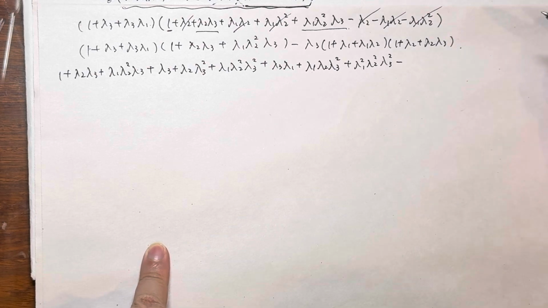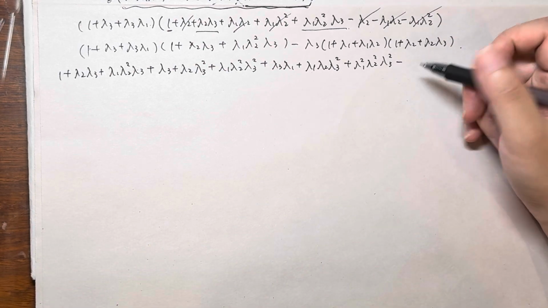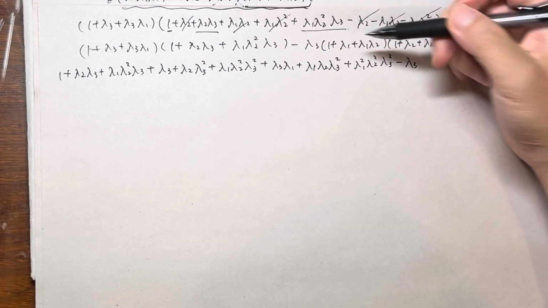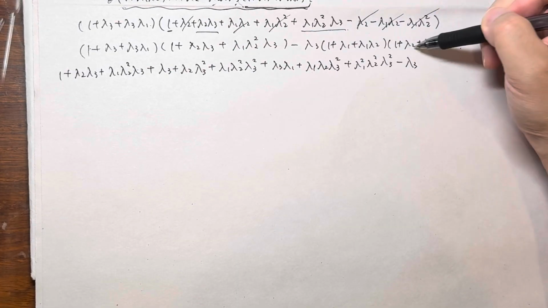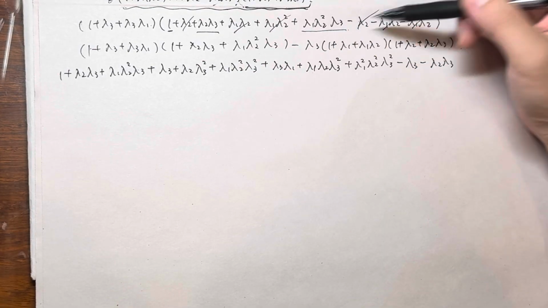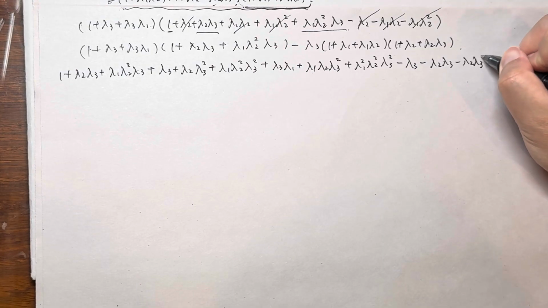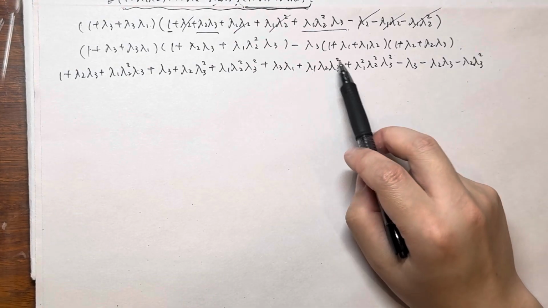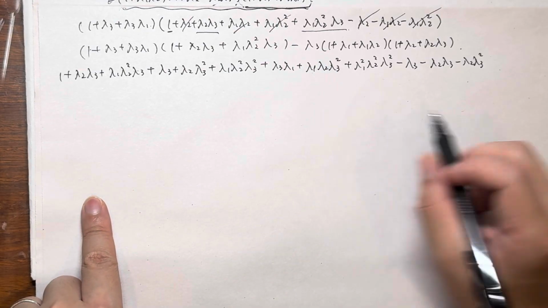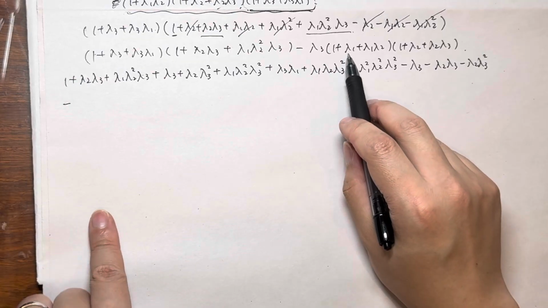And then we minus the first term, which would be lambda 3, right? Because this one, and the second term would be lambda 2 lambda 3, right? Because this one, and then minus lambda 2 lambda 3 square, right? That's for this one. And let me continue here. We minus lambda 1.